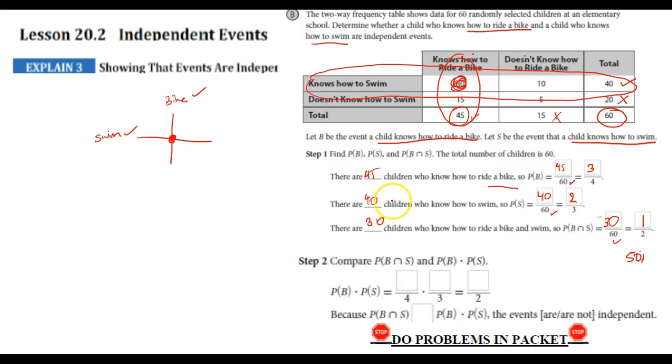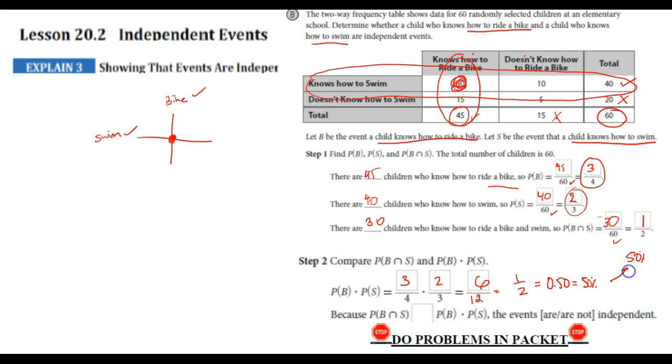So let's multiply these two together, the ones we got here and here. That's 3/4 and 2/3. So 3 times 2 would be 6, and 4 times 3 would be 12. And we can reduce that and make that 1/2, which as a decimal value is about 0.50, which is about 50%.